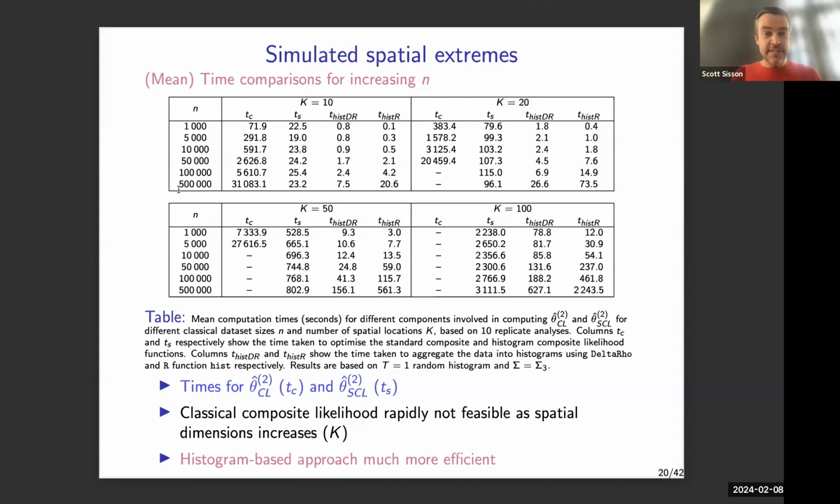Terrible table, ignore this table. We're just going to look at the top quarter here, the k equals 10 table. All of these numbers are time in seconds to maximize the likelihood. We're looking at different data set sizes, in the first column, n. And TC is the time taken to maximize the standard composite likelihood. So 71 seconds for 1,000 observations, 31,000, I'm not even sure what that is in days, for 500,000 observations.